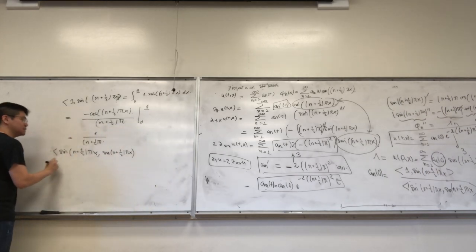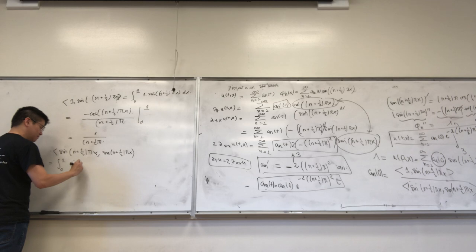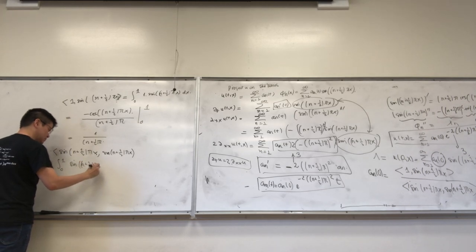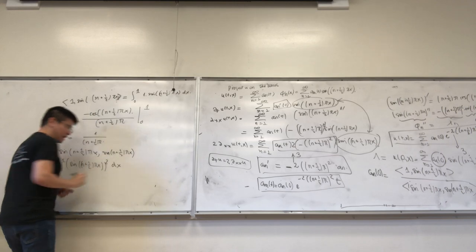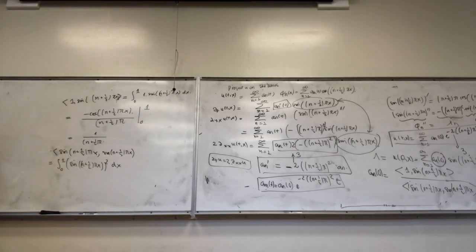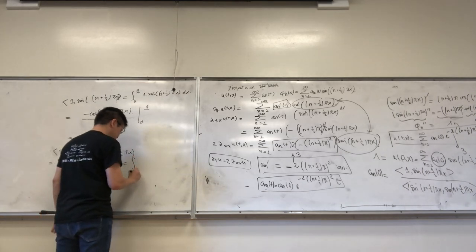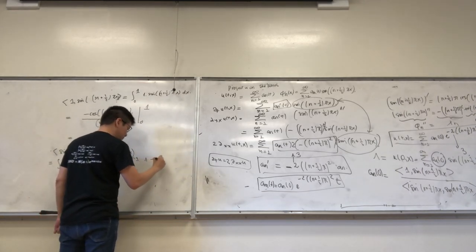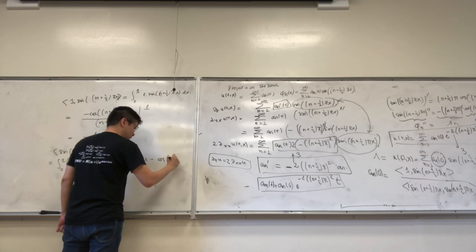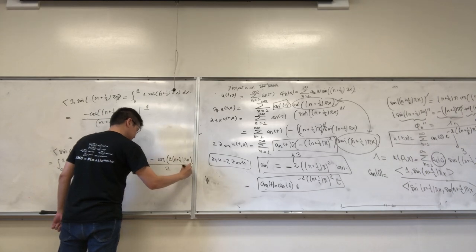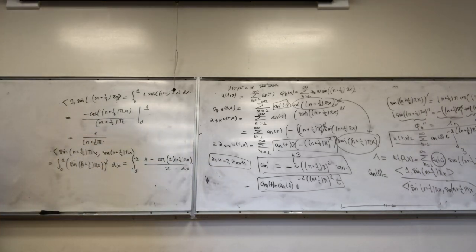And so this is the integral from 0 to 1 of sine of (n plus 1/2) pi x squared dx. How do I compute this? You can use the trig identity that sine squared of something is equal to 1/2 times (1 minus the cosine of 2 times that). So here, I'm going to use this formula. So sine squared will be (1 minus cosine of 2 times (n plus 1/2) pi x) over 2 dx.